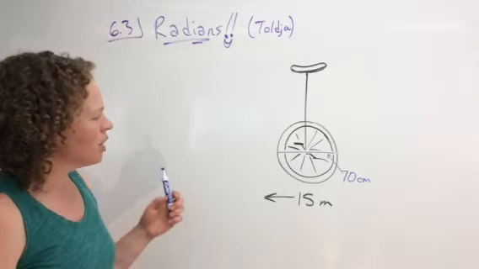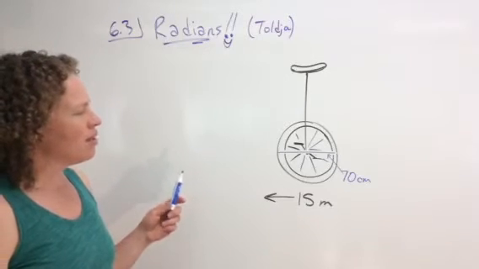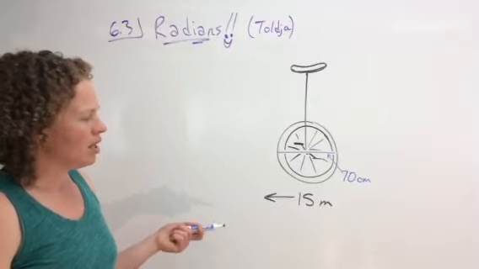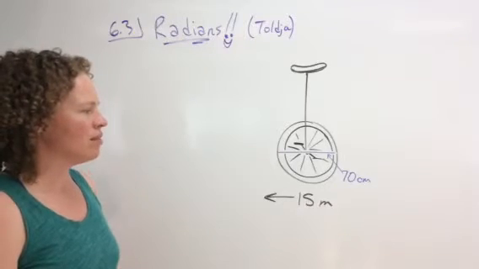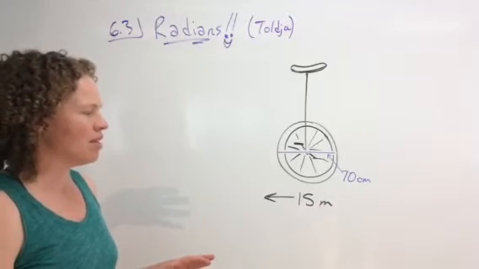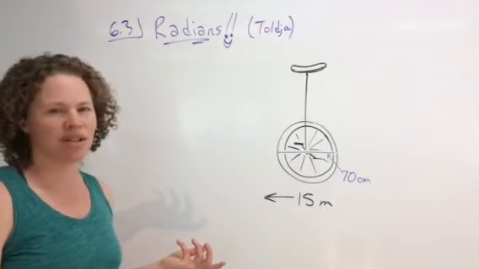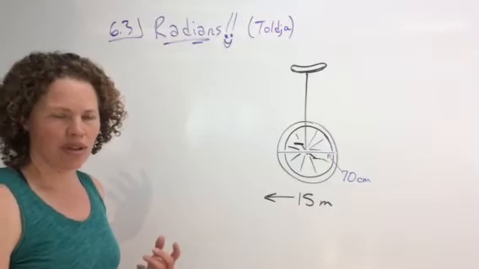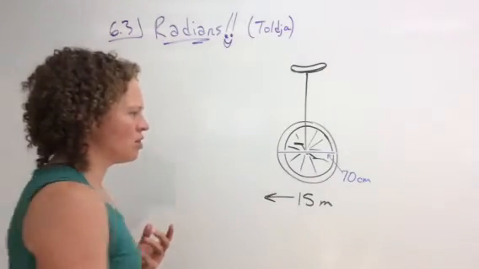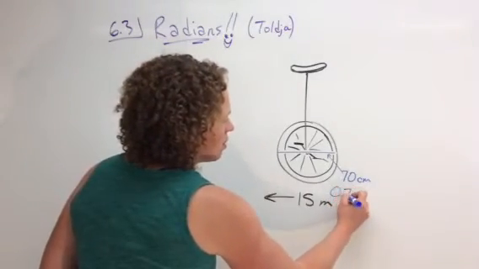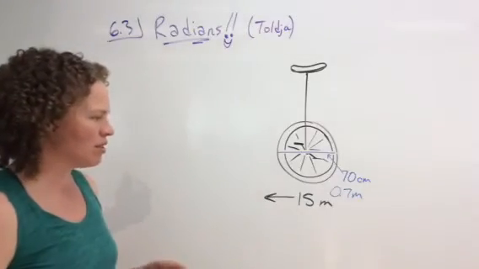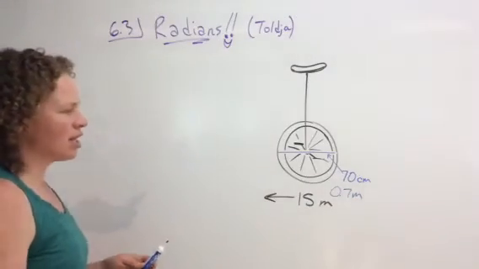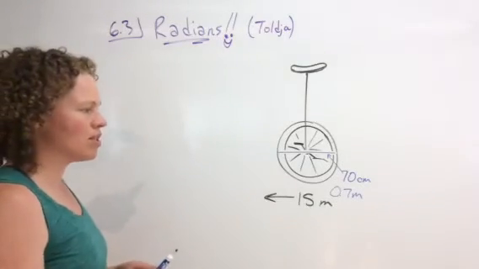So good on them. They've asked us to figure out how many times this little wheel turns in 15 meters of travel. And they told us that the diameter is 70 centimeters. So the first thing you might notice is that they're not the same units. So you're going to have to change one or the other. I prefer to just change the centimeters into meters, so we'll just make that 0.7 meters, and now we're good to go.